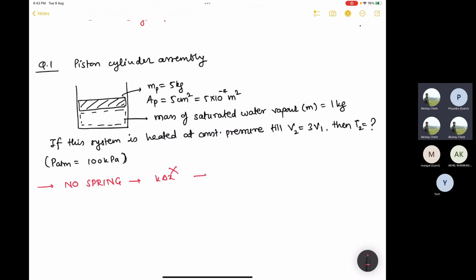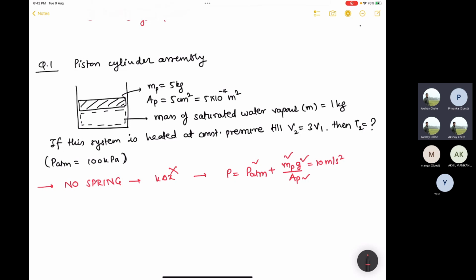So it will become essentially P equal to PATM plus mass of piston into acceleration due to gravity upon area of piston. So now you have MP, AP, G. If G is not given, you can typically assume 10 meter per second square. That's a good assumption in this context. Or if you want to do proper calculation, you can take 9.8 also, but we'll keep it at 10 because that won't have much effect here. So you have everything here.